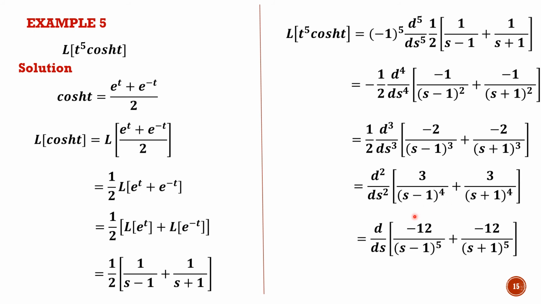Now again differentiating. Again minus 4 will go to the numerator. So we'll get minus 12 upon s minus 1 whole raised to 5. Last derivative, which is minus 12 into minus 5, which is 60 upon s minus 1 whole raised to 6. Same thing for the second term also.